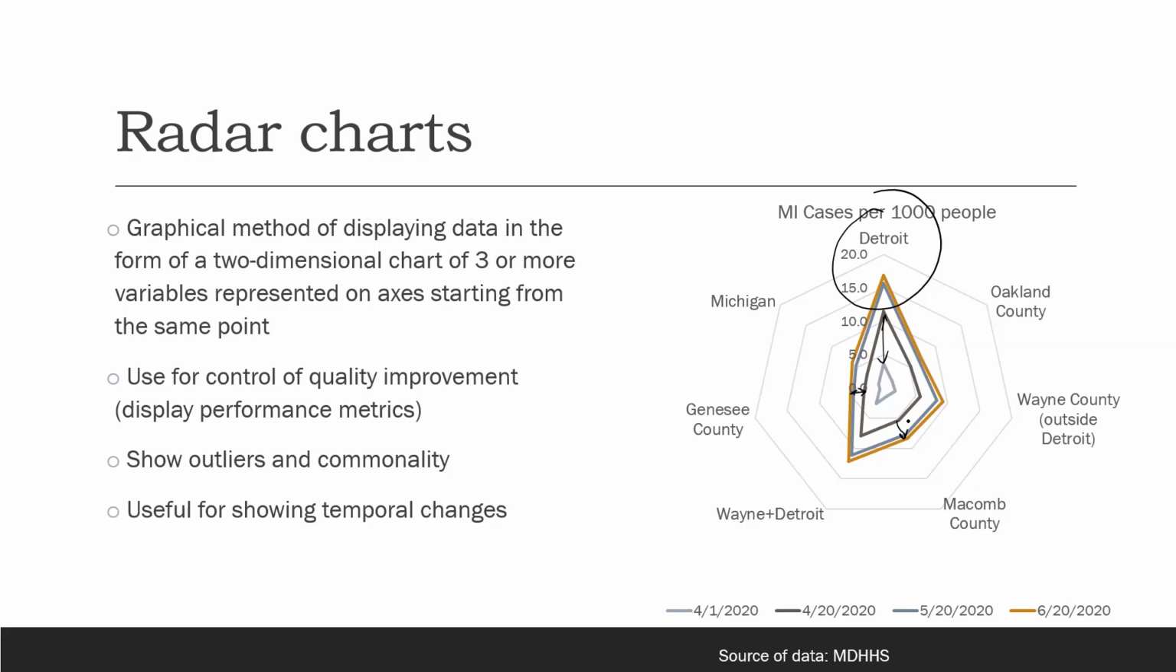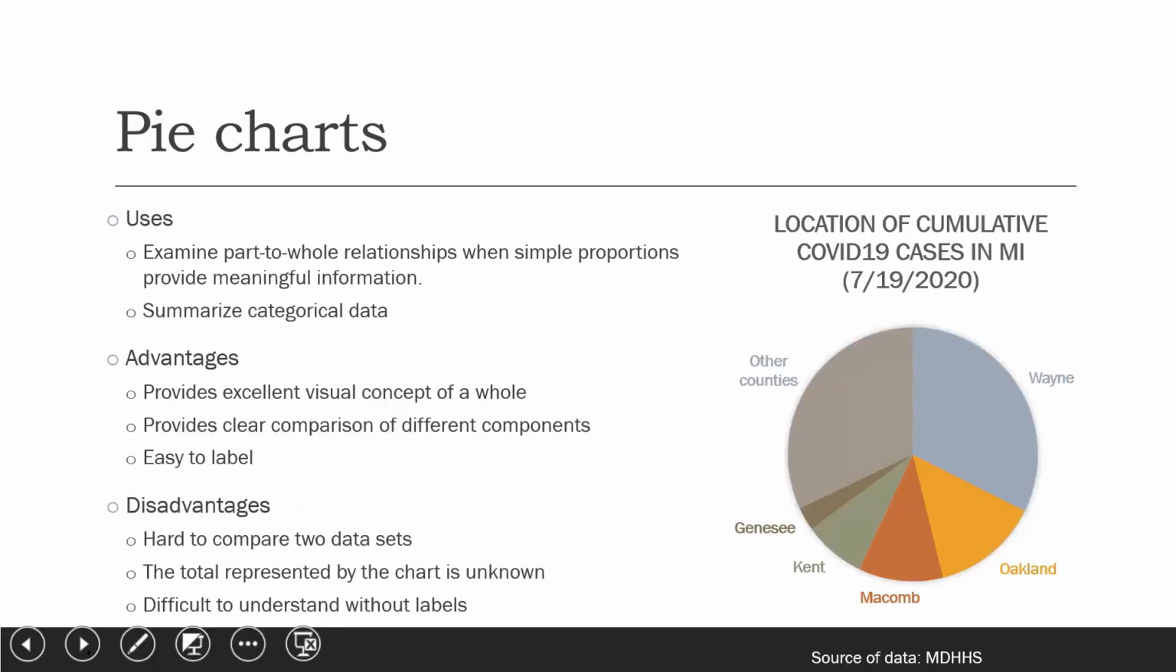Looking at this, it could also give you some sense of where we needed to put the most resources for that population. So we can also use pie charts. Pie charts are often used to examine part-to-whole relationships as a proportion. So if we look at the location of cumulative cases in Michigan, this was last summer, this was just the total number of cases. You can see that about a third of the cases were in Wayne County. So it gives you a real quick visualization of the concept of a whole and a comparison of the components.